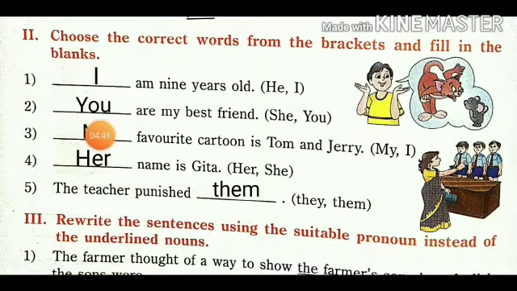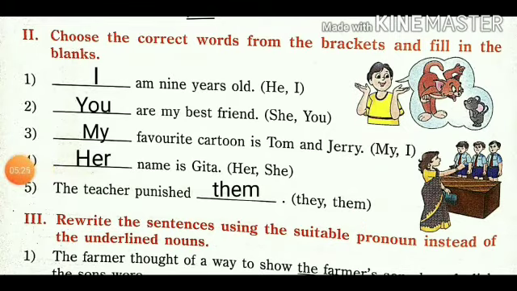Third, dash dash favorite cartoon is Tom and Jerry. My or I? My is suitable here. My favorite cartoon is Tom and Jerry. Fourth, dash dash name is Geeta. We do not use she name, so we can say her name is Geeta. Fifth, the teacher punished, they or them. The teacher is punishing, so the teacher punished them is the suitable pronoun.